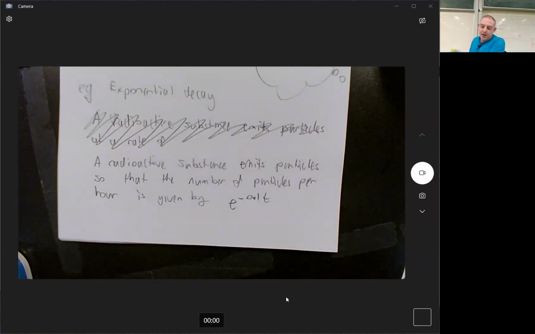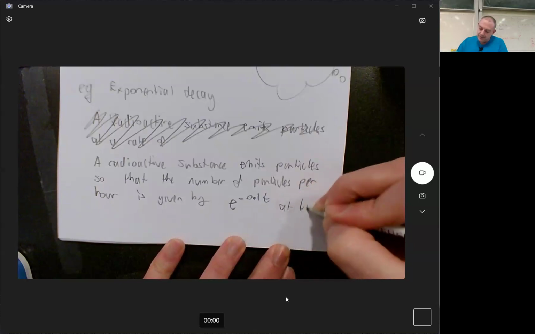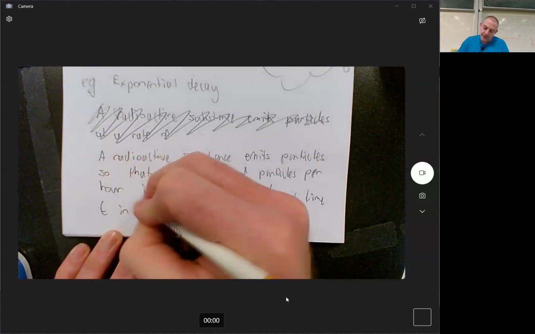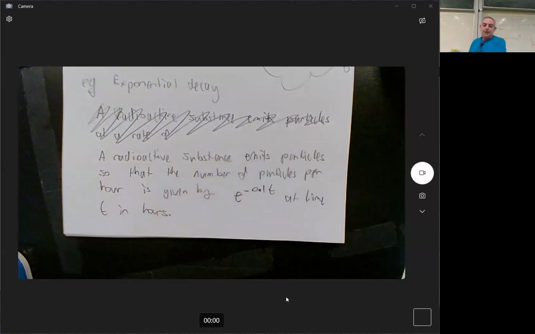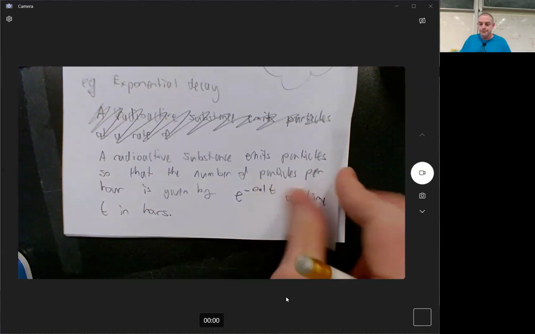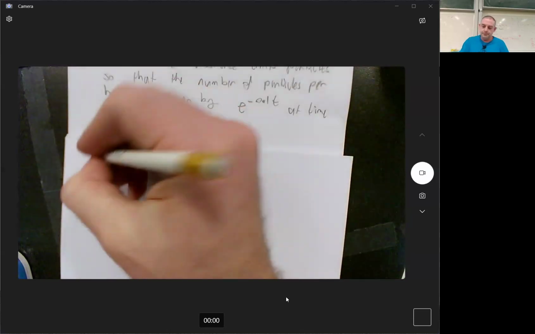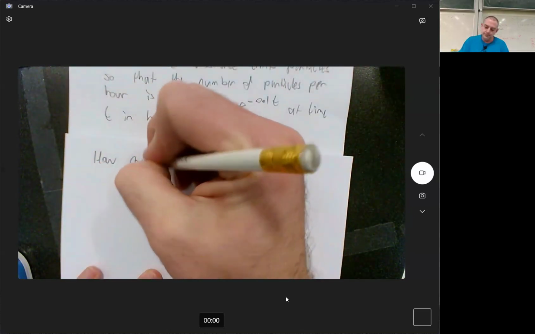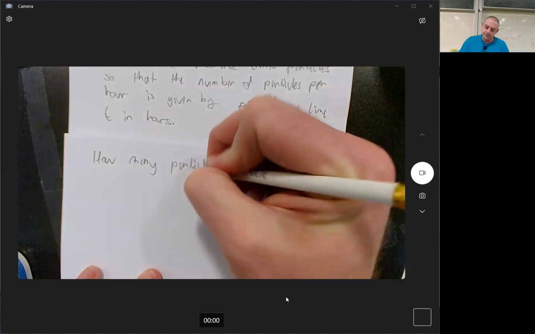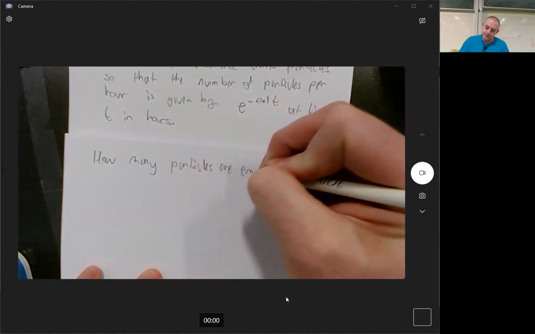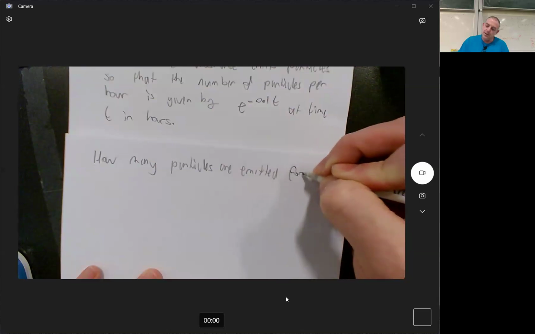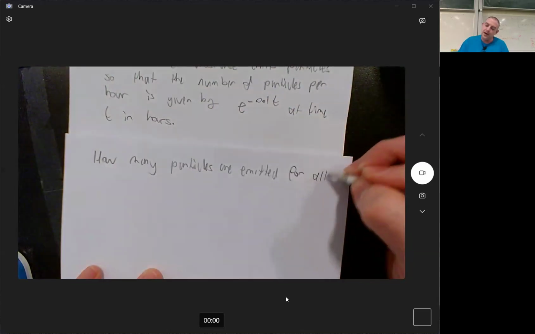A radioactive substance emits particles so that the number of particles per hour is given by e to the minus 0.1 t, at time t in hours. It is extremely contrived. I don't know if it's realistic, but I don't care. How many particles are emitted for all time?